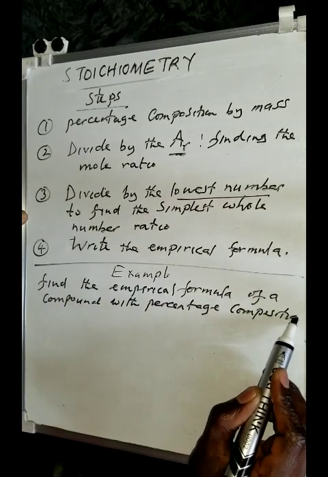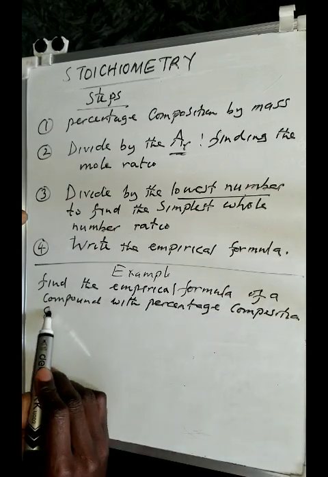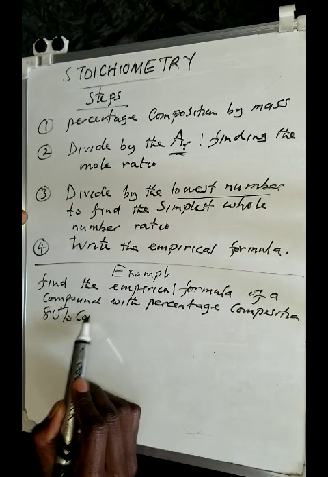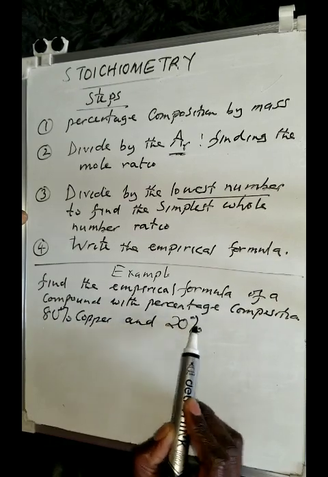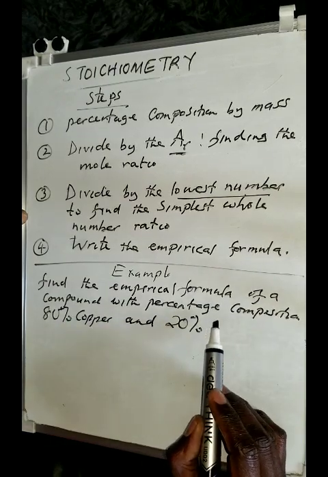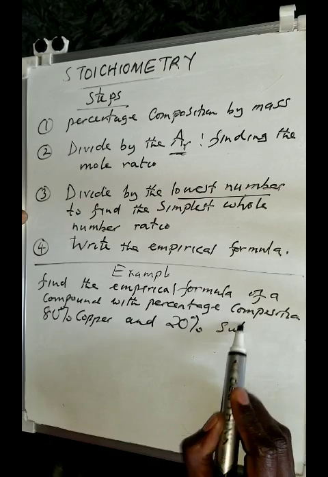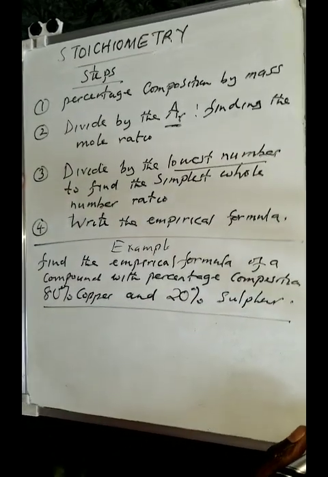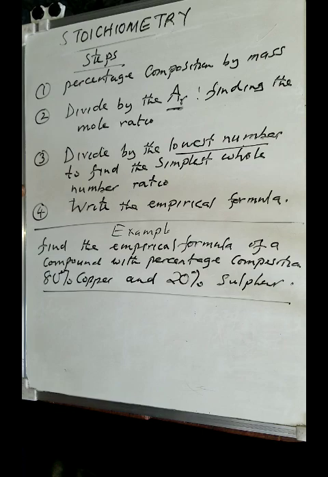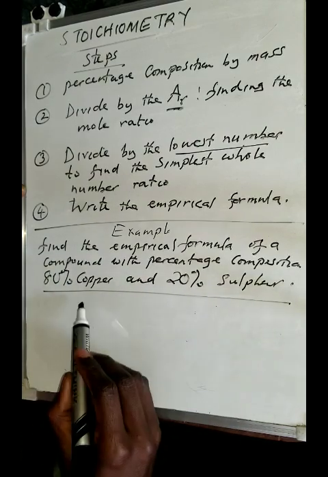So with percentage composition, 80% copper and 20% sulfur. Imagine that you have actually been given such a one, and they want you to work out the empirical formula. It's not complicated. What you do is follow them the way they have given you.